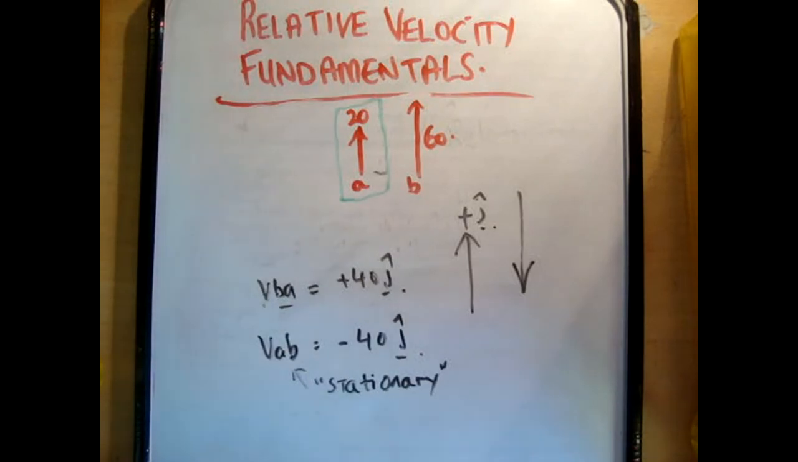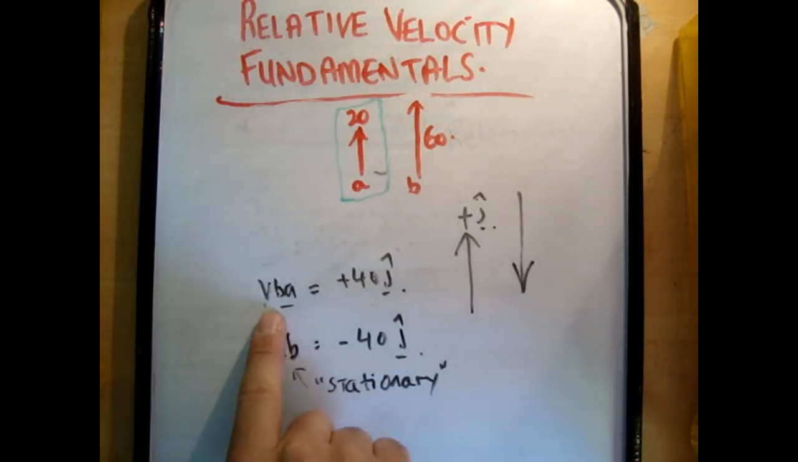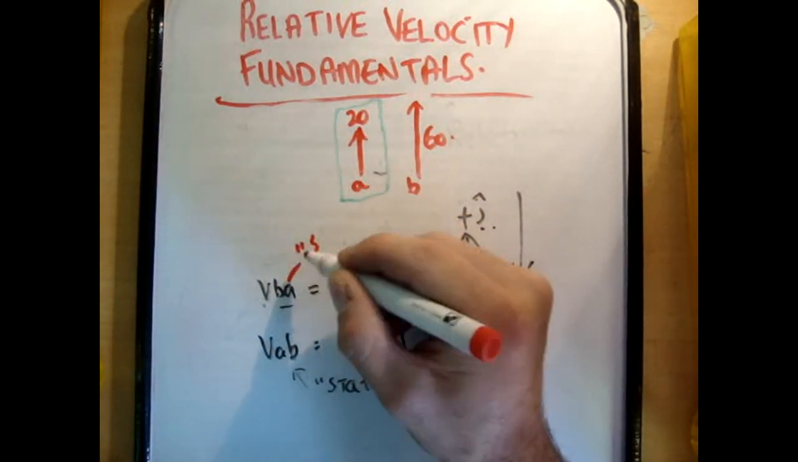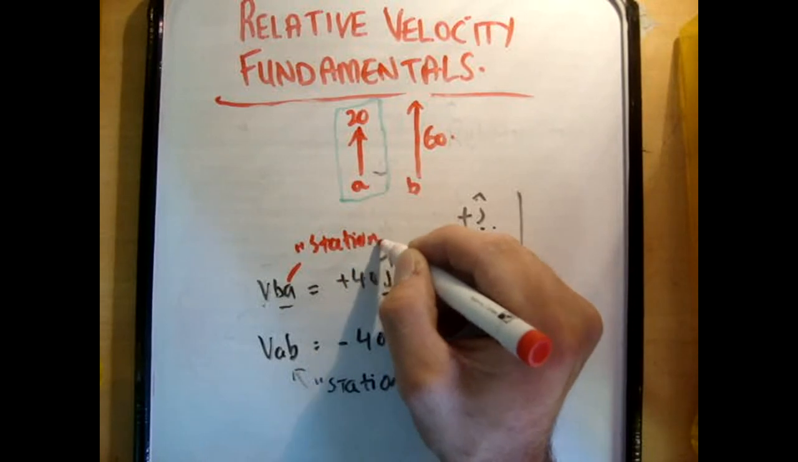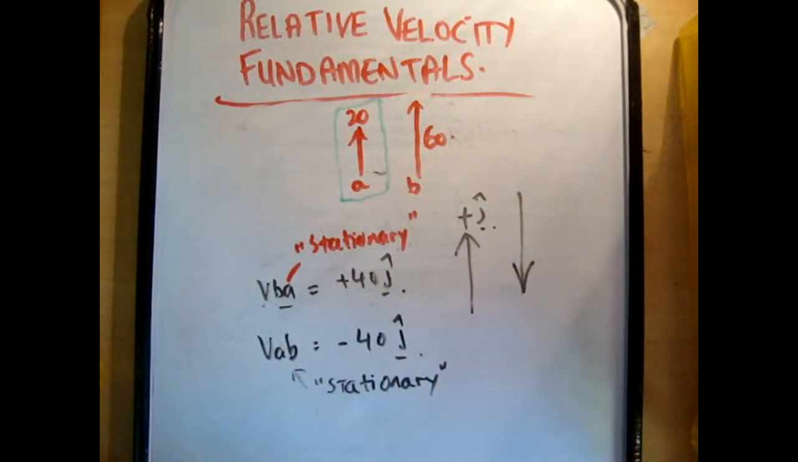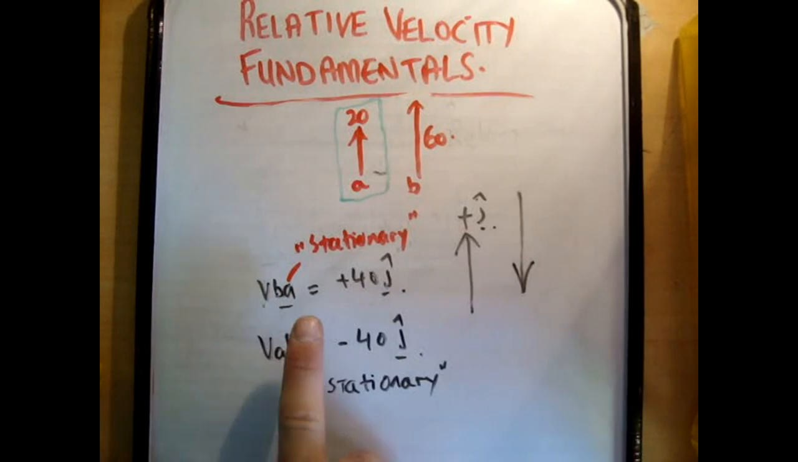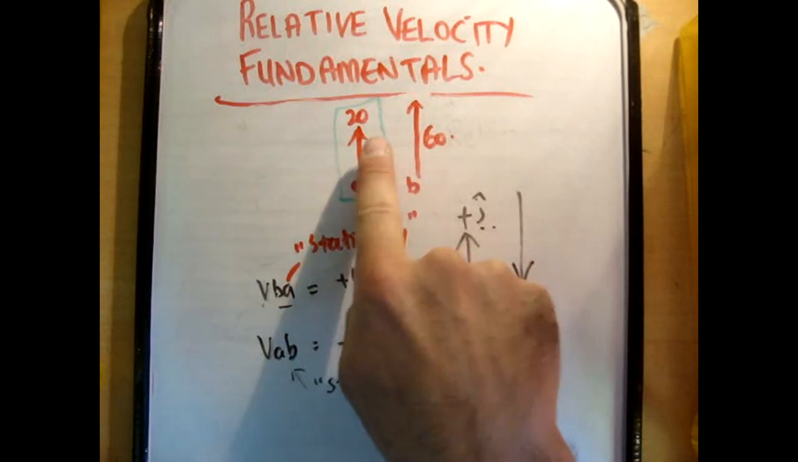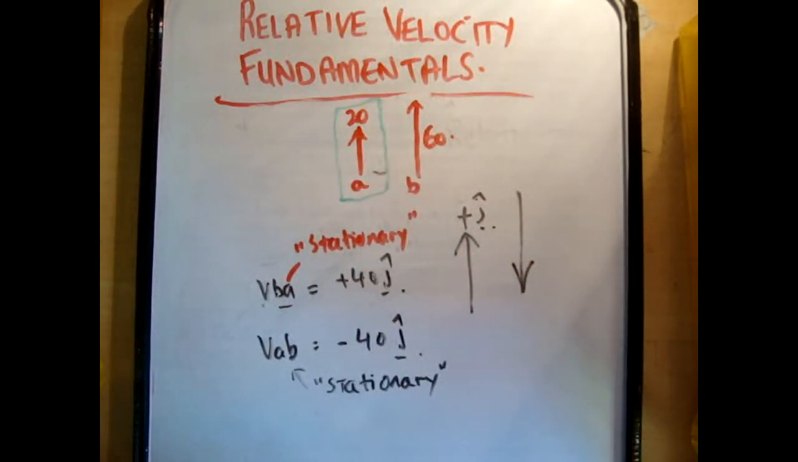Whereas the other way around, if we had VBA, the velocity of B relative to A, A in this case is the one who can believe he is stationary. And he believes that car B is moving at 40 meters per second in the positive j direction, which is exactly right, which is what you would see if I was being overtaken by a car moving faster than me and I thought I was stationary. It would look like the car is moving in the plus j direction by its relative velocity. All right, so that's the fundamental thing.